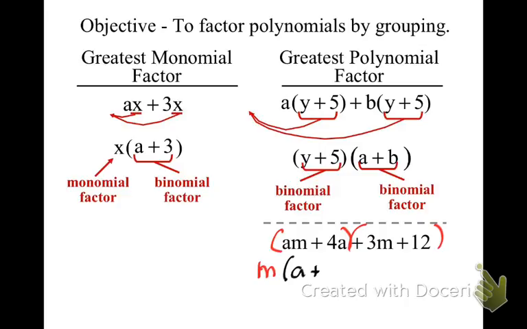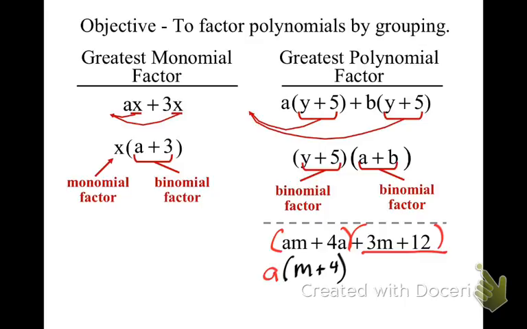A plus. Can I really pull out an M out of the first 2? No, there's no common factor of M. So what can I pull out? An A. And when I pull out that A, what's left, Nadine? M plus 4. Good. Okay, I'm also noticing that this has a common factor.